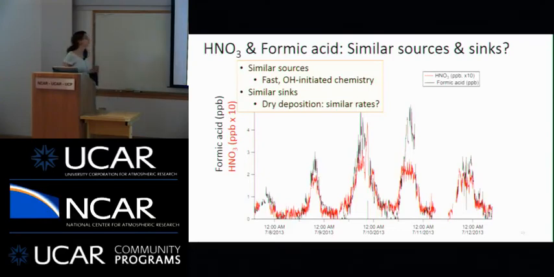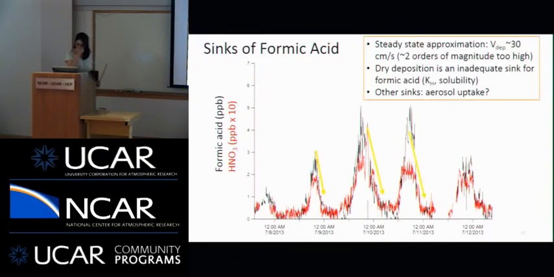So we would expect the dry deposition to be much faster for nitric acid. So there was a problem here. If we look at this problem and think about the sink, what's causing this really rapid fall? If I make a steady state approximation for the production to be equal to the loss of formic acid, I estimate, very back of the envelope, hand wavy, that the deposition velocity would have to be about 30 centimeters per second. And that's about 2 orders of magnitude too high to make any sense.